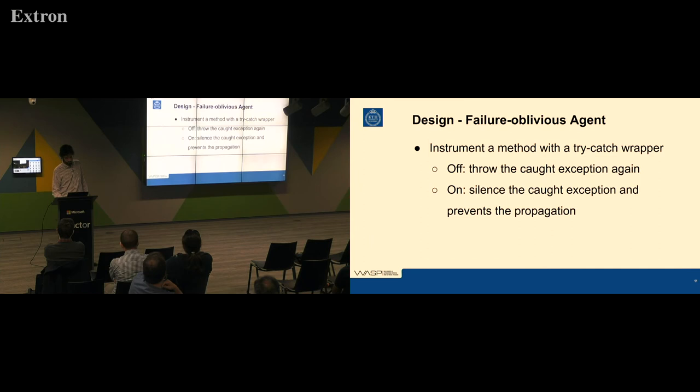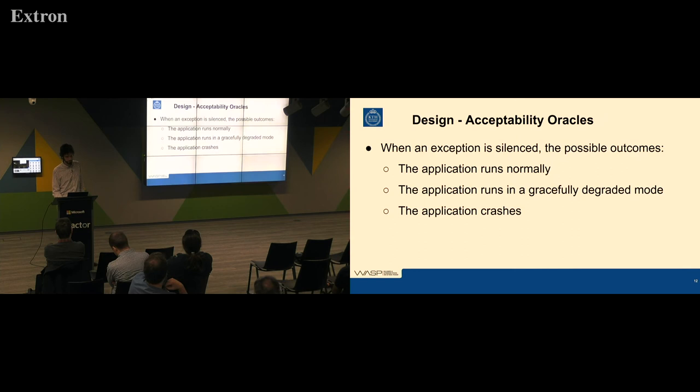So we are able to instrument all methods and to see whether the methods can have an empty catch block or not. That's what we have. So basically, now when we run the workload, we throw some exceptions, we catch them or not. This defines what we call a perturbation search space, and we can see whether the application runs normally, even if we throw and catch an exception, whether it runs in a gracefully degraded mode or whether it crashes.